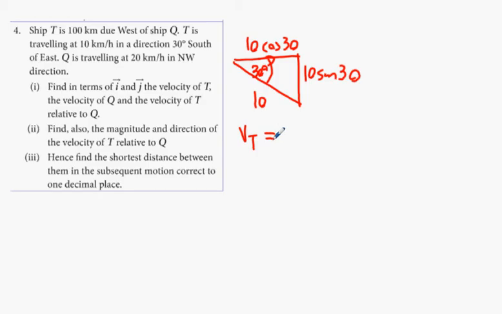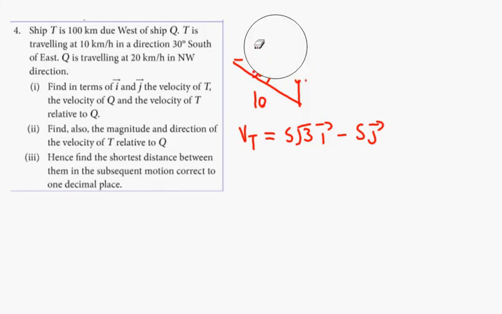So what's the velocity of T, guys? Yep, speed it does, yes. 5 root 3 i and minus 5 j. What is it, minus 5 j? It's going south, isn't it? Okay, what about the second one then? Let's get rid of that for a second. What about the next part?